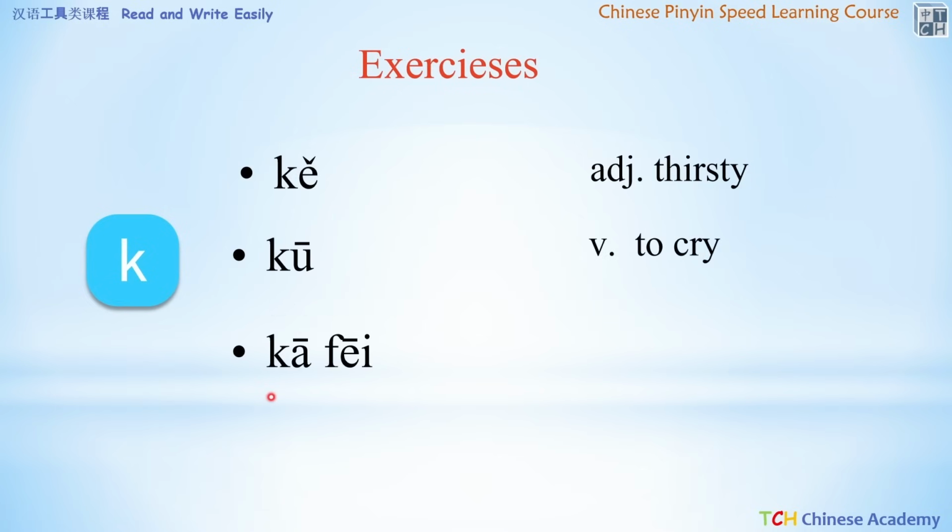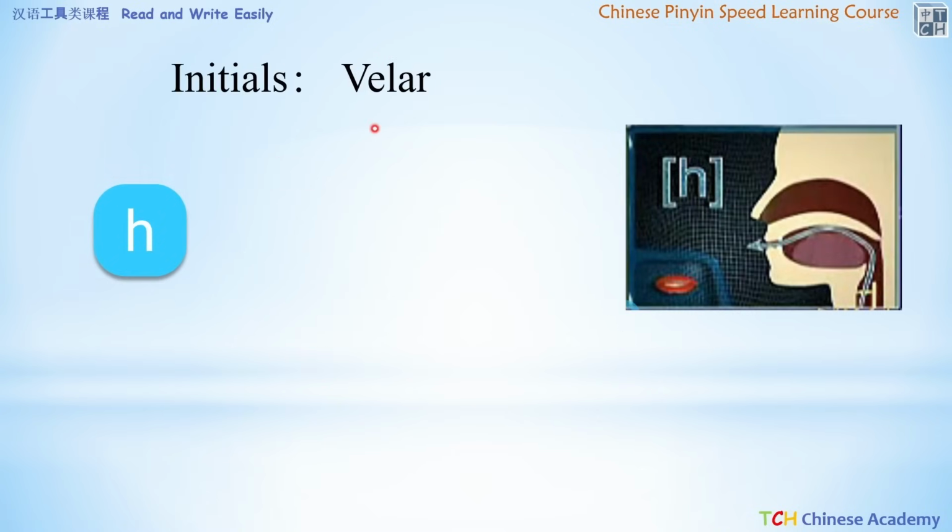And this one is ka, A, the first tone. And this initial is F, and EI is ei, also the first tone. So F, ei, fei. Kafei. And this is coffee.